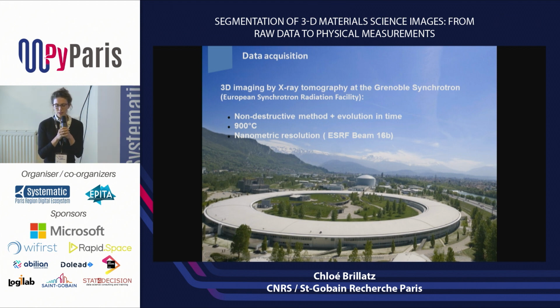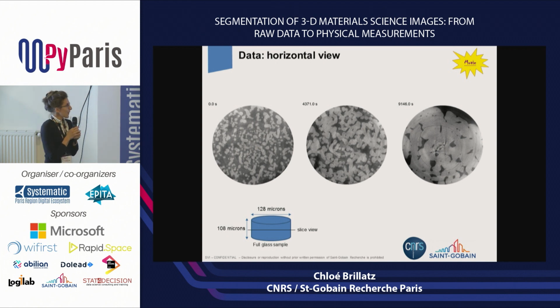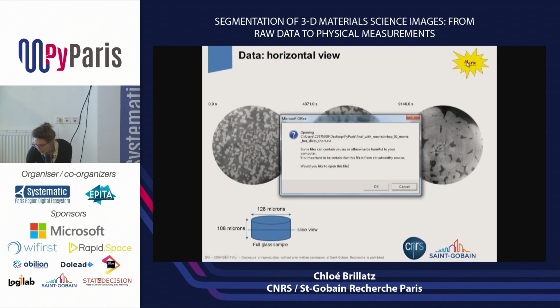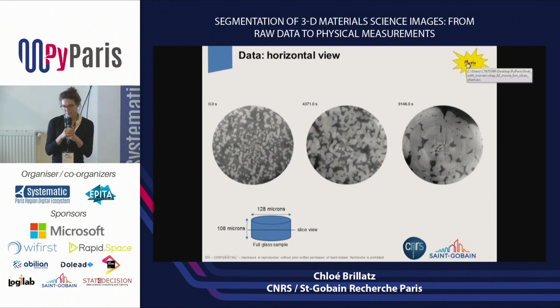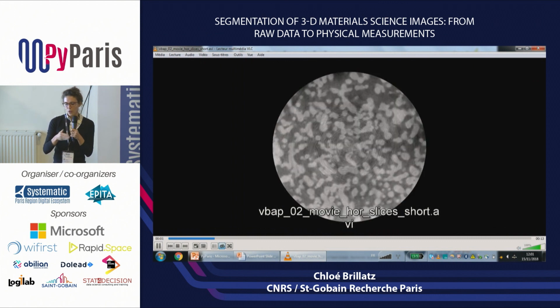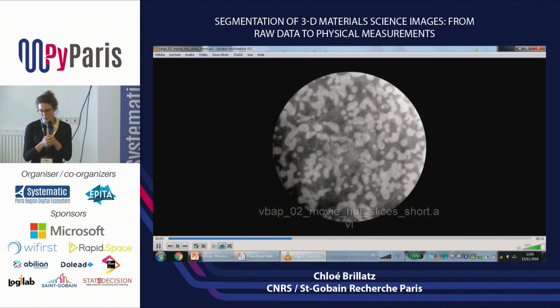Plus, we were using state-of-the-art technology. We were making those 3D images at 900 degrees and at nanometric resolution. So we were pushing the boundaries of the technique. So this is the data, the results that we got. I'll show you a little movie here. So you see the evolution over time of the two phases in the glass sample.